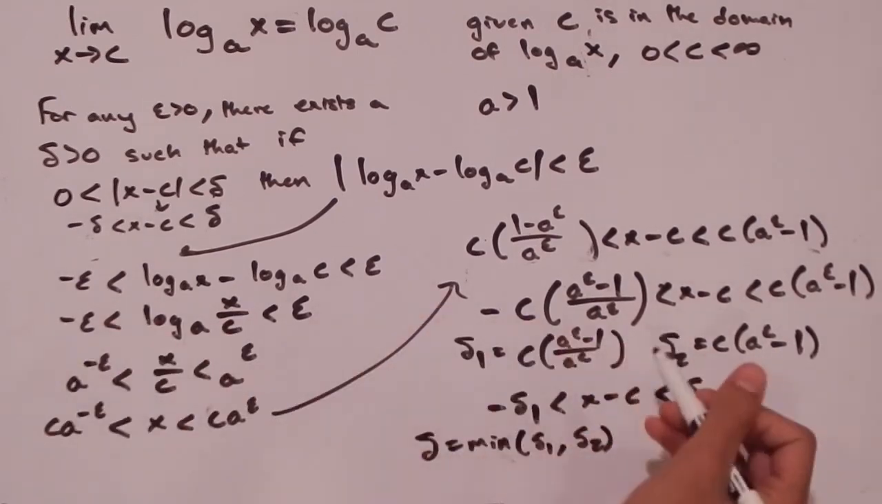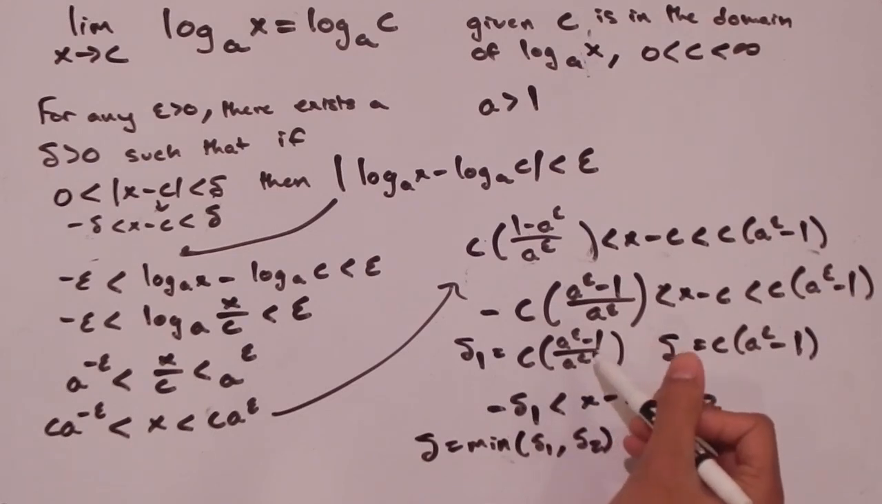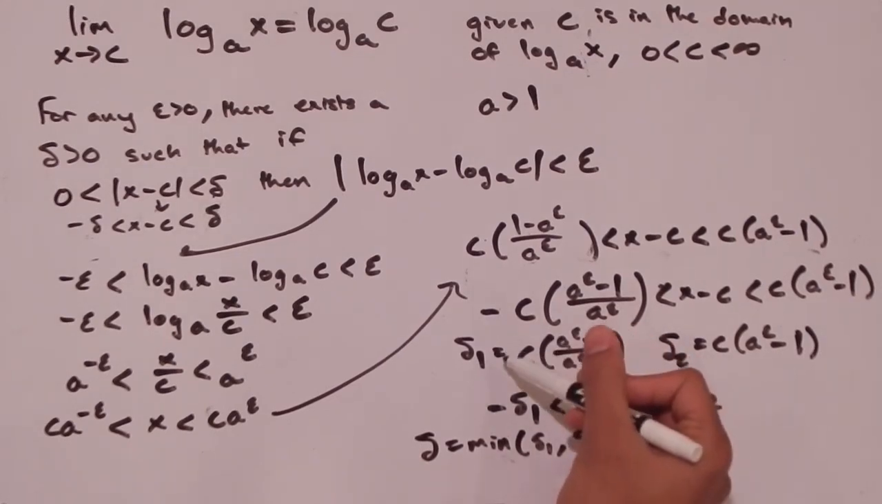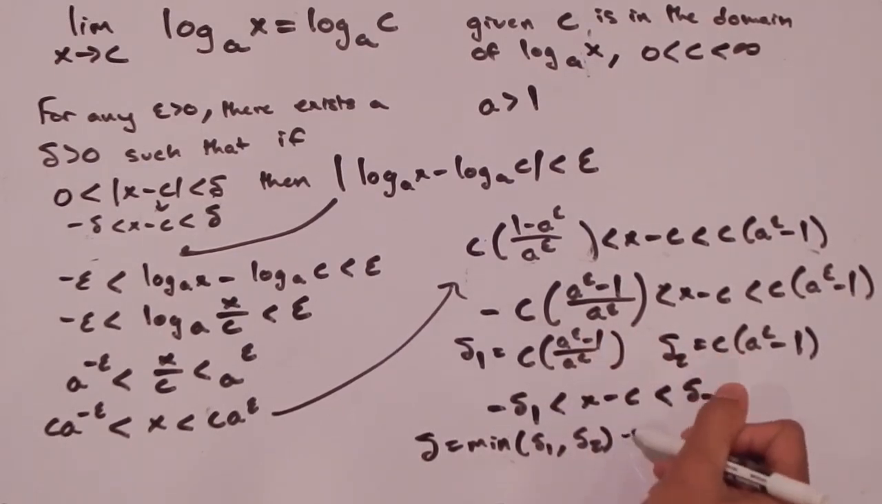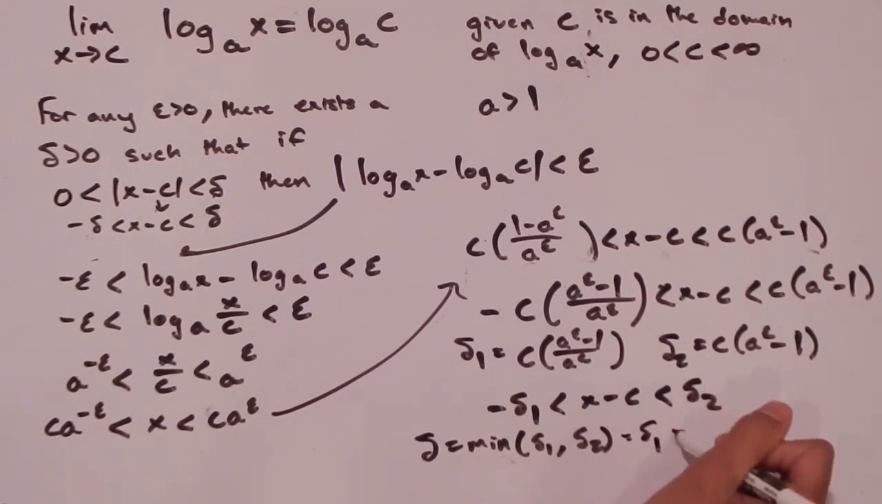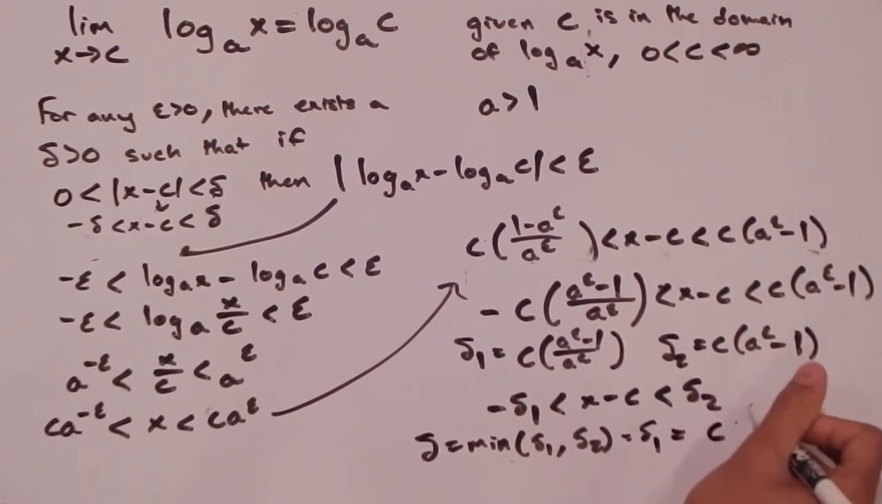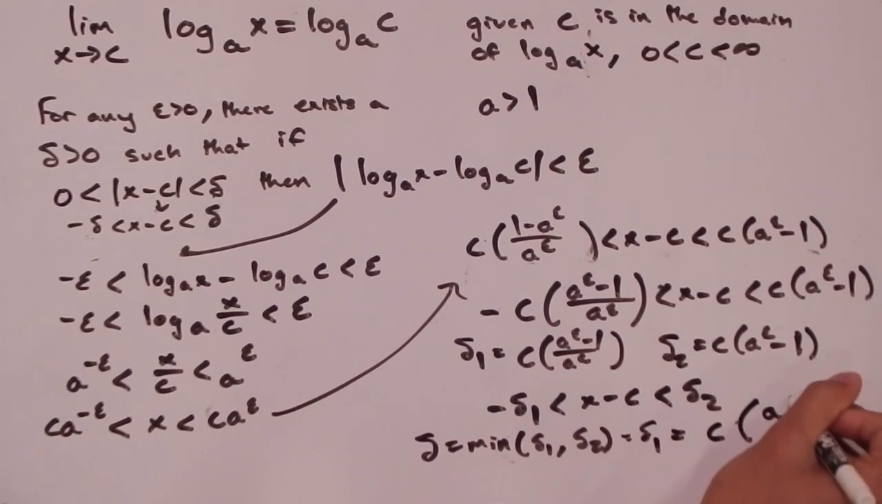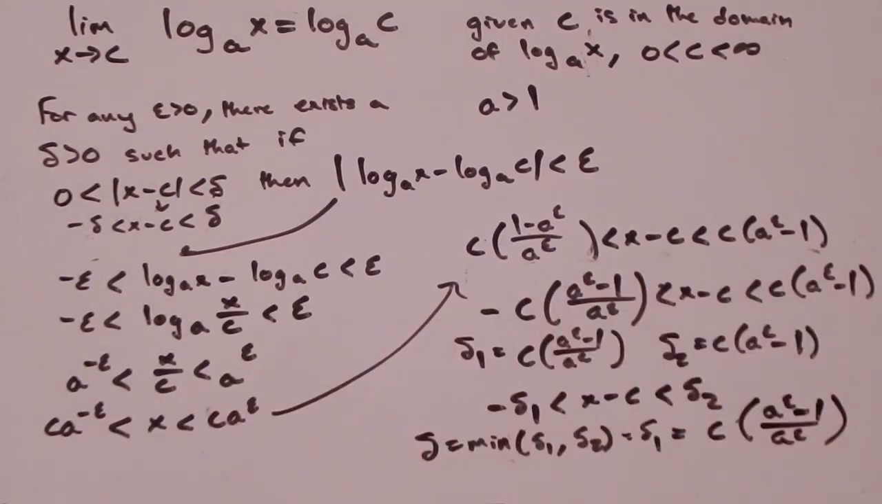And it's pretty easy to see that if a to the epsilon is bigger than 1, then delta 1 will be smaller than delta 2. So we know that this is delta 1, and it is c times (a to the epsilon minus 1) over a to the epsilon. Now, here's the crux of the proof, because we've essentially done it. It's just piecing together and realizing what we've done.